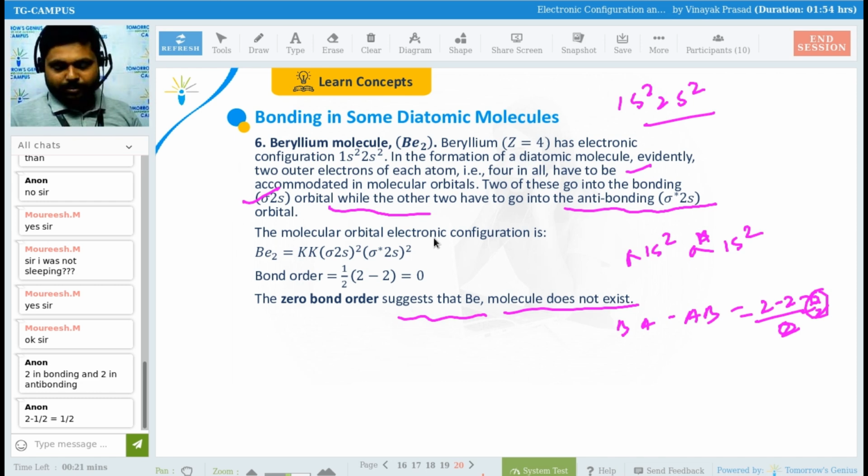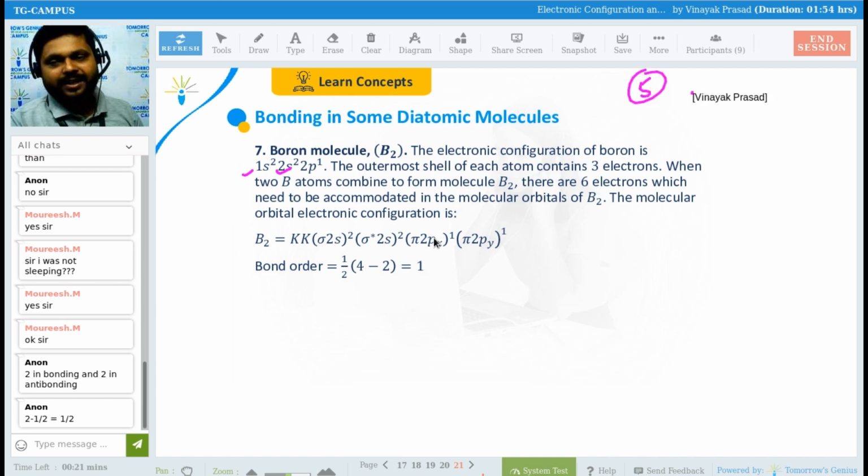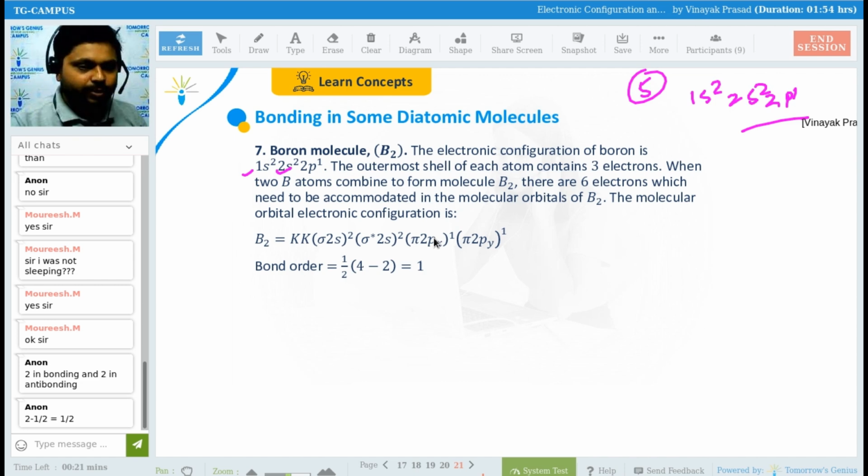So beryllium we have seen, right? The bond order is 0. That will be not existing. For boron, see here. The electronic configuration of boron is 1s2, 2s2, 2p1. The total number of electrons in boron is 5. 1s2, 2s2 and 2p1 will be there for boron. Now we are going to find the molecular orbital electronic configuration for this boron. That we are going to discuss.